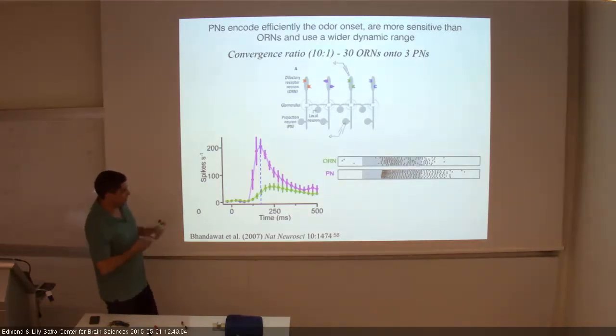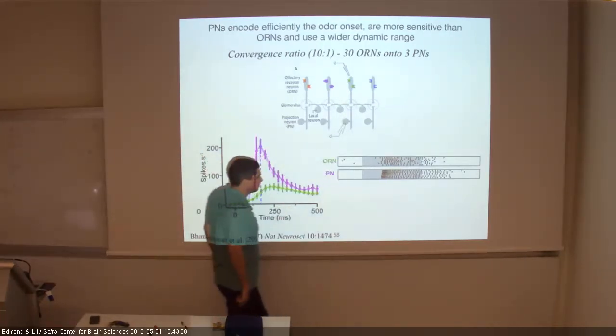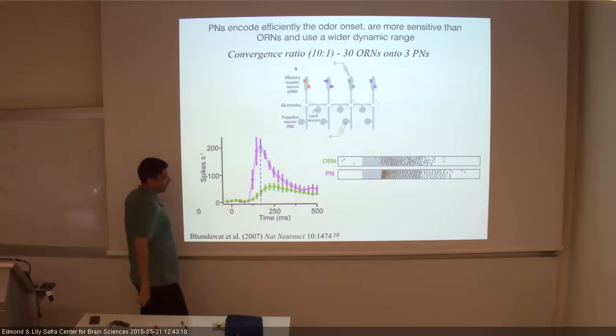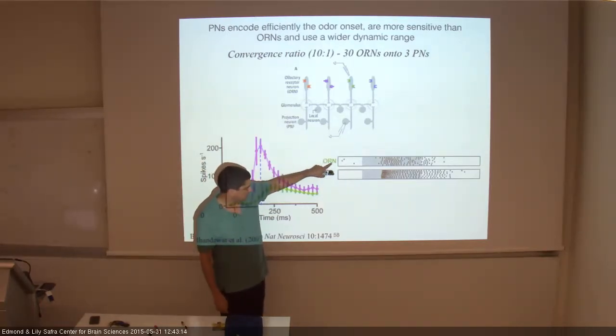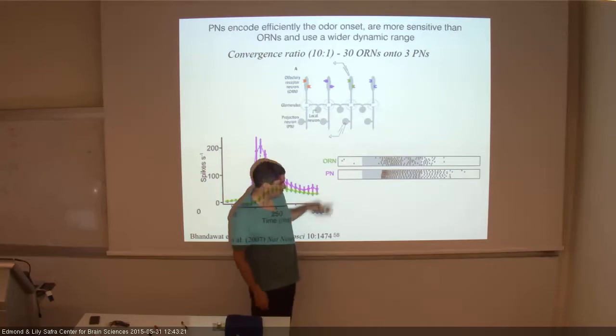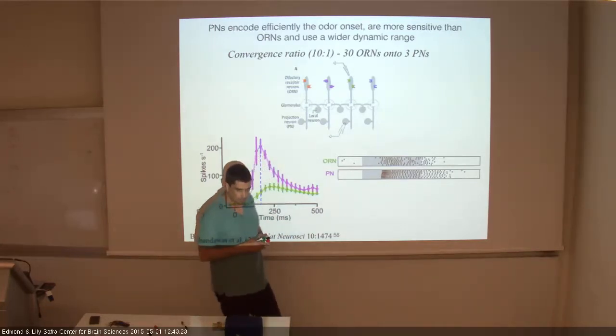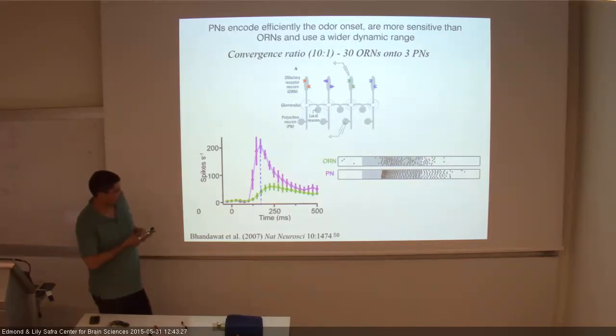What she finds is that in the same channel, the same input-output channel, when she records from the olfactory receptor neuron, this is a few 10 repetitions of the ORN, and simultaneously the same 10 repetitions from the postsynaptic cell. Okay? So this is what she gets.